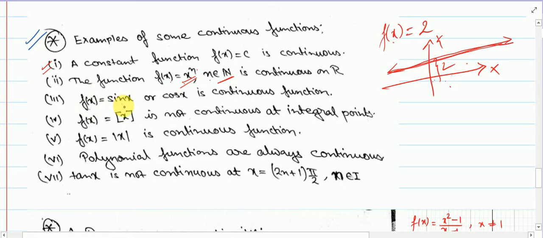f(x) equal to sin x. Sin x is always continuous. The graph of sin x is this, always continuous. Cos x is also continuous. The graph is this.